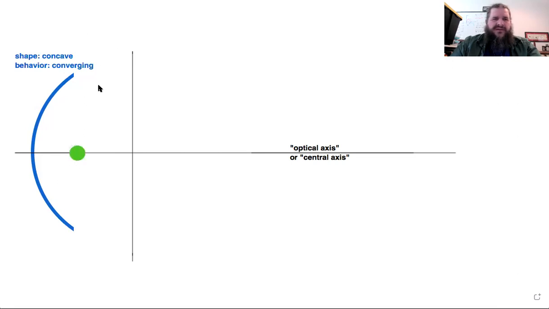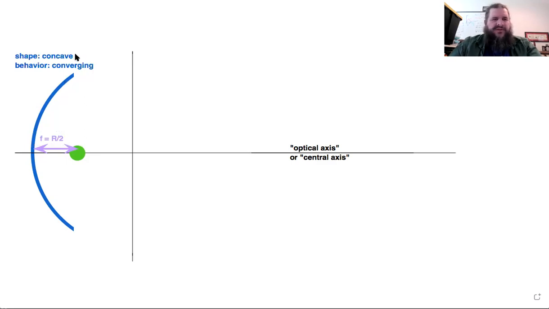So that distance, and we're going to be measuring all of these distances from the surface of the mirror. This distance is called f, the focal length, and that's going to be exactly half the radius. The radius of that sphere that the mirror was cut from.